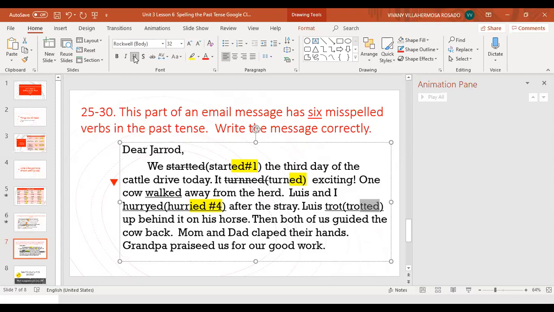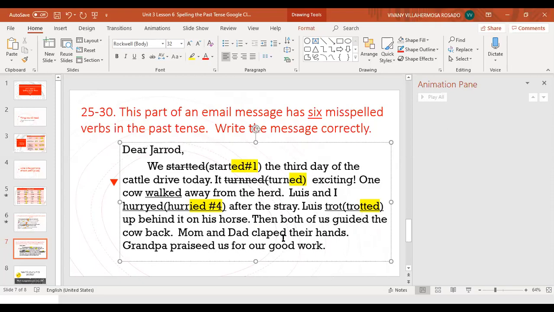Okay, guys, I'm trying to move quick here. Don't fall asleep on me, please. Okay, so then both of us guided the cow back. Then both of us, what did we do? We guided. So guided is the verb. It doesn't have a mistake, so we move on.